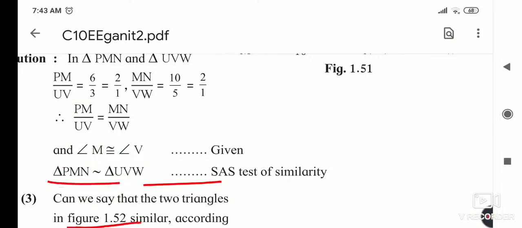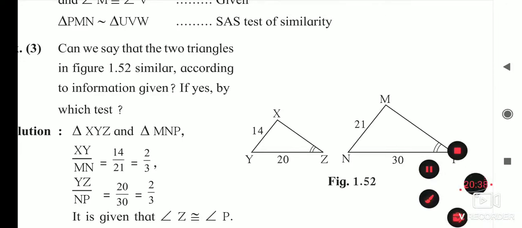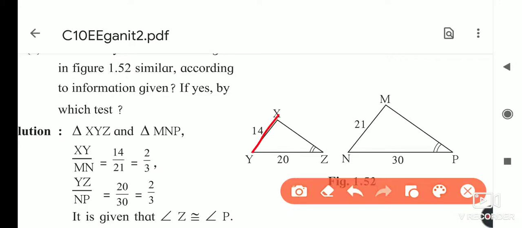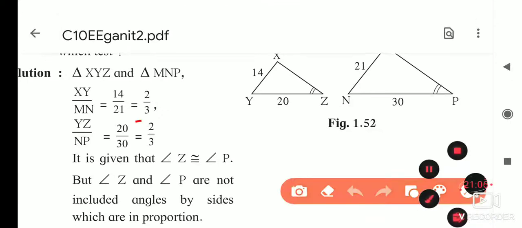Can we say that the two triangles in figure 5.52 are similar? Are they similar? That is the question. So first of all, if similar according to the information given, if yes, by which test? That is the question asking us. So first of all, if we see here, if we find the ratio of XY upon MN, it is equal to 2 by 3, and YZ upon NP is also equal to 2 by 3, means ratios of corresponding sides are the same. Okay, 2 upon 3 and 2 upon 3.